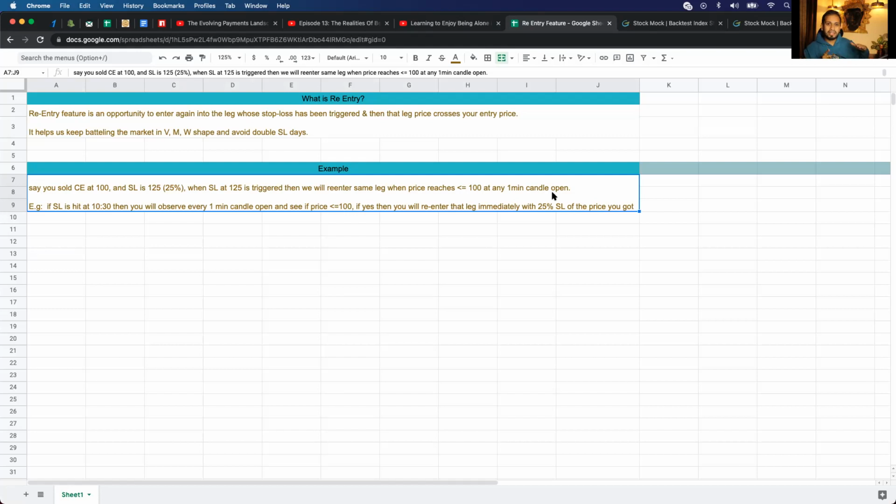If that 1 minute candle open price has crossed 100 rupees or less than that, then we will assume that we can re-enter into that leg right away. Even if we don't get the price of 100 rupees, or we get 99 rupees, 98 rupees, we are still okay with it. I'll just give you an example right away.